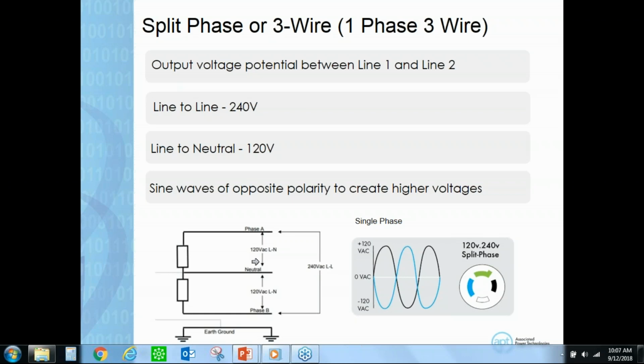In this case, line 1 and neutral will provide the necessary 120 volts. So for a household setting or some light industry where 240 volts are required, and you also have a necessity for 120 volts, split phase power may be what is required for your product. The way split phase power works is it has 2 sine waves of opposite polarity, and when the opposite polarity sine waves are traveling, they're actually adding up to provide the difference of voltage between line 1 and line 2.